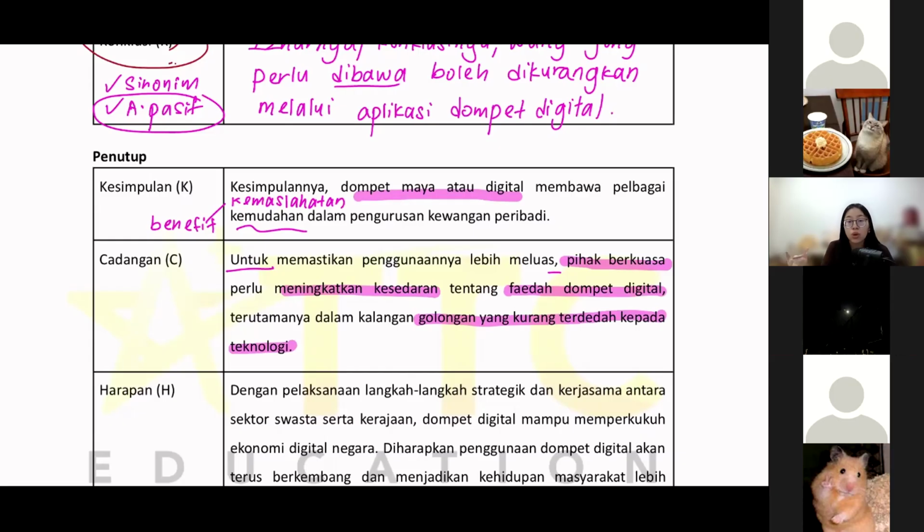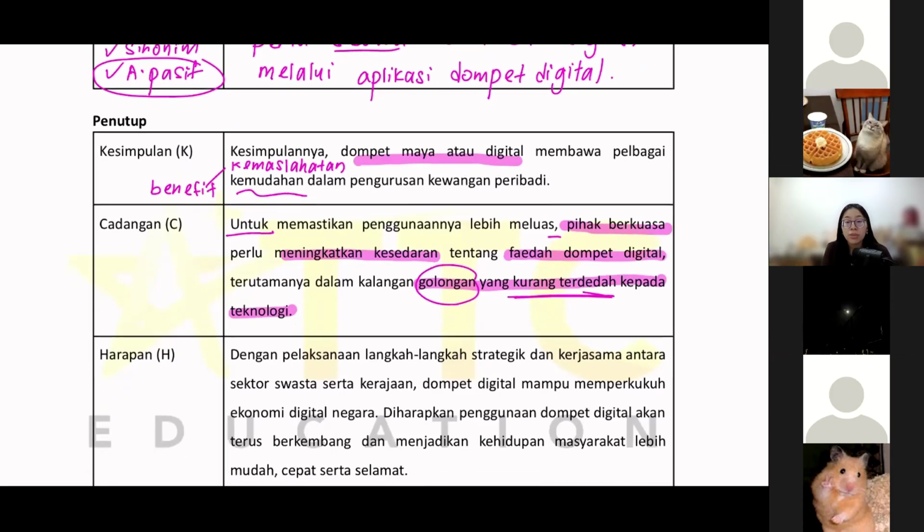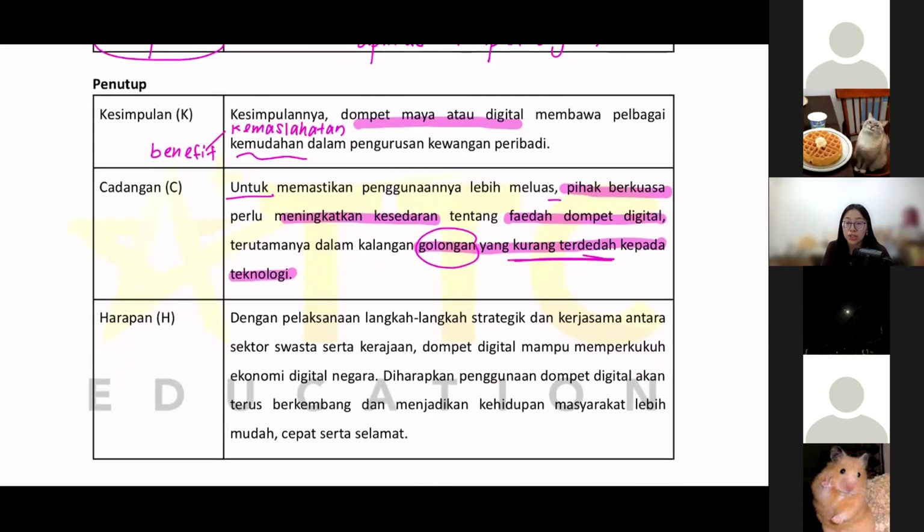Okay, now try not to use just golongan orang tua sahaja, because it's not just the elders who know how to use e-wallets. Sometimes the youngsters also know how to use e-wallets. So you can say the group of people that don't know how to use these e-wallets. Okay, dengan pelaksanaan langkah-langkah strategik dan kerjasama antara sektor swasta dan kerajaan, they are telling you the kesan. If everyone unites together, what will happen? So dompet digital mampu memperkukuh ekonomi digital negara. Of course, the e-wallets can make our economy better.